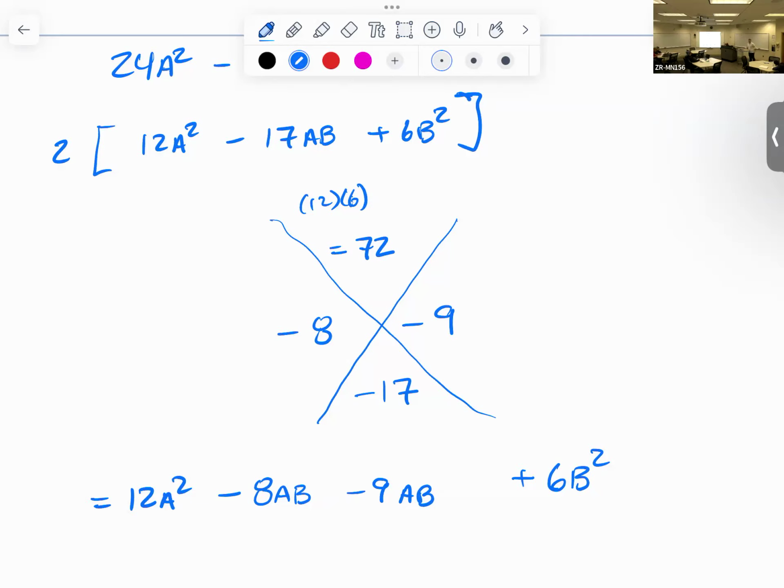Why wouldn't we do -8A and -9B instead of the AB for both? Because these are combining like terms, negative 8AB minus 9AB becomes negative 17AB. Each has one variable, because an A and a B don't combine to become AB. Only multiplying, but they don't sum together, right? Your A times B becomes AB, but this is summing.